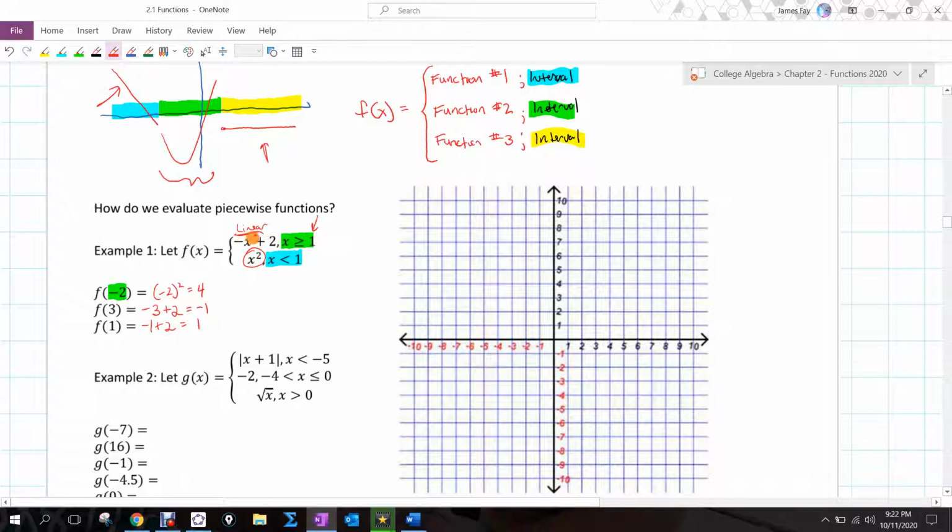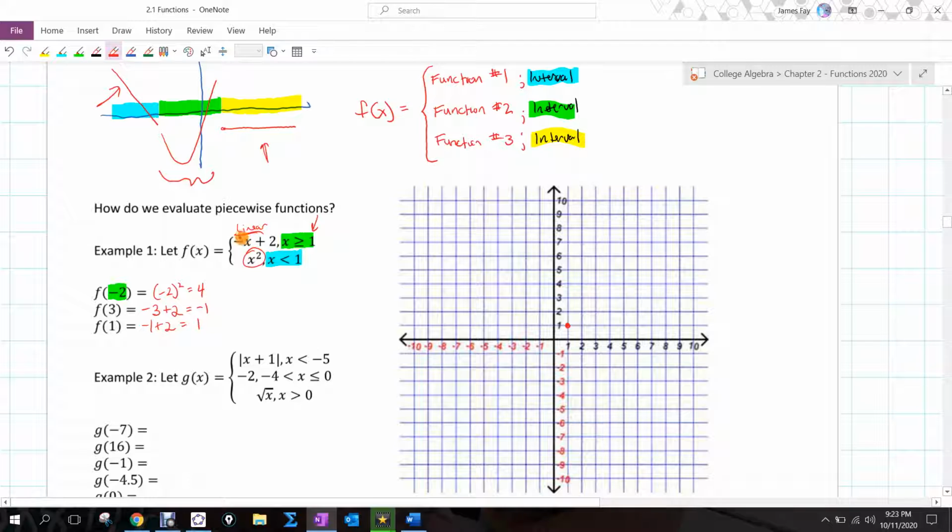I'm just going to plug it in because it's a line I can plug in, makes things easy. So I'm going to go to x being 1, and if I plug in x being 1, I should get 1 back. So I know right there I'm going to have a solid dot. Now, because I know it's linear, that's my first point. I know that point is on my line.